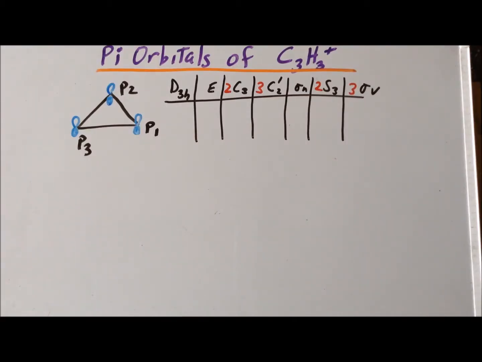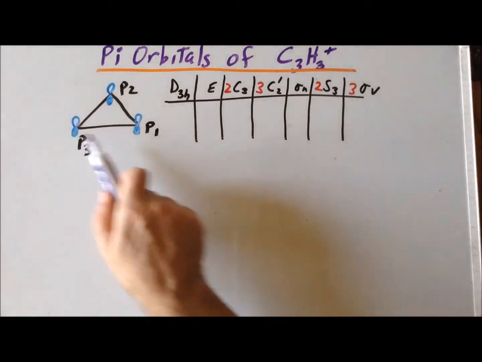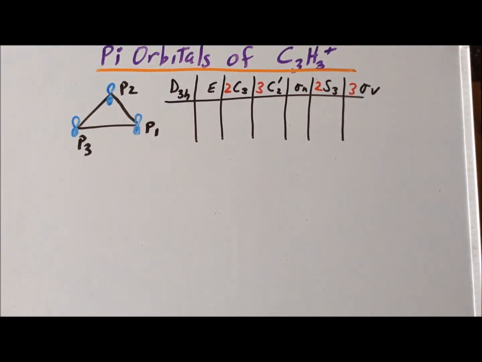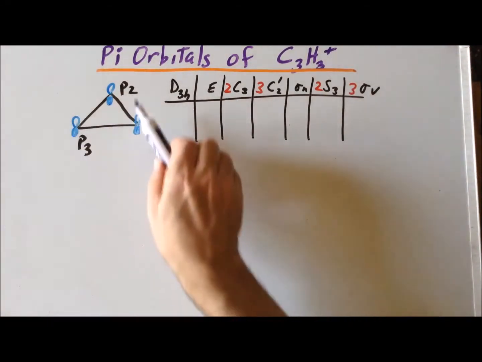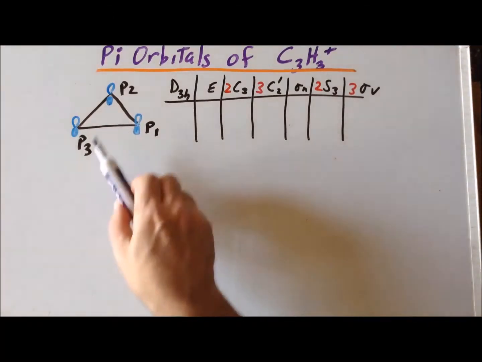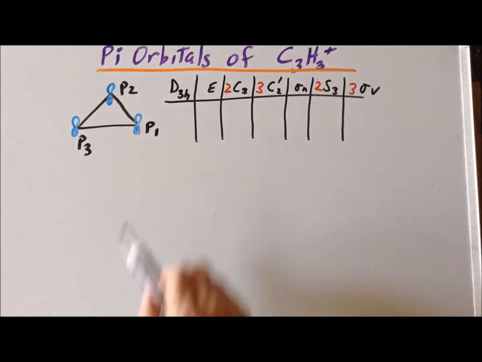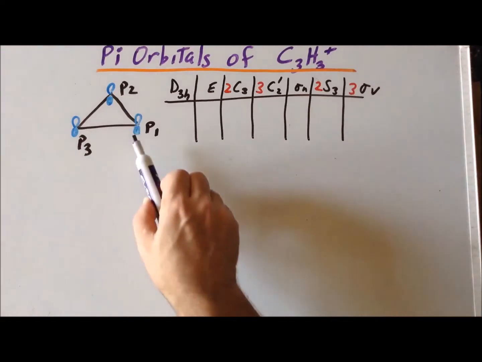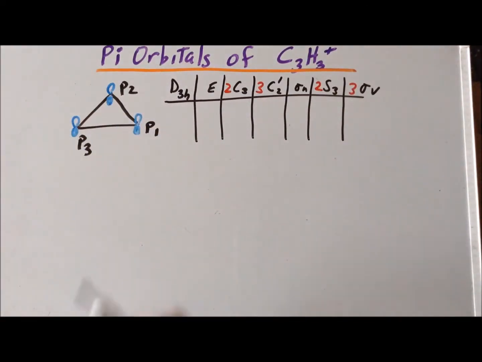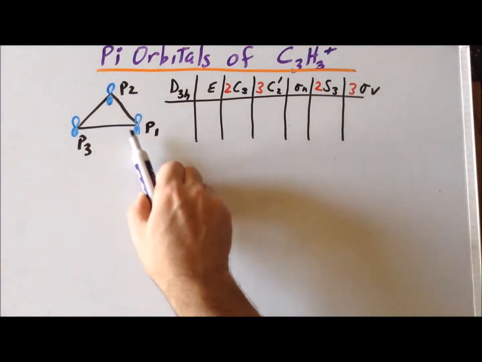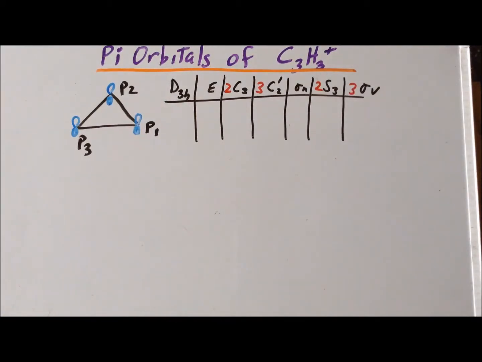Hello. In this video, we are going to derive the pi orbitals of cyclopropenyl cation, C₃H₃⁺. We draw the three-membered ring in the plane of the whiteboard, and we represent the relevant pz orbitals on each of the three carbon atoms. And imagine these are perpendicular to the whiteboard.